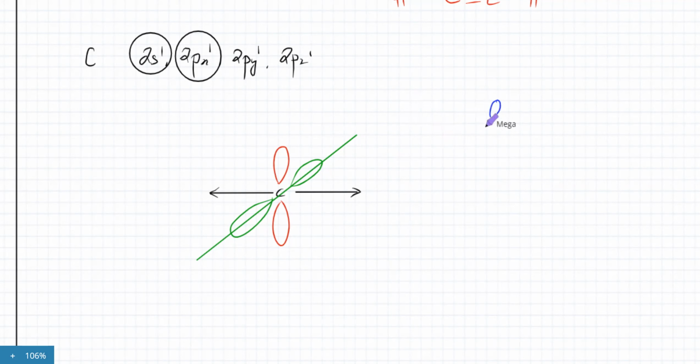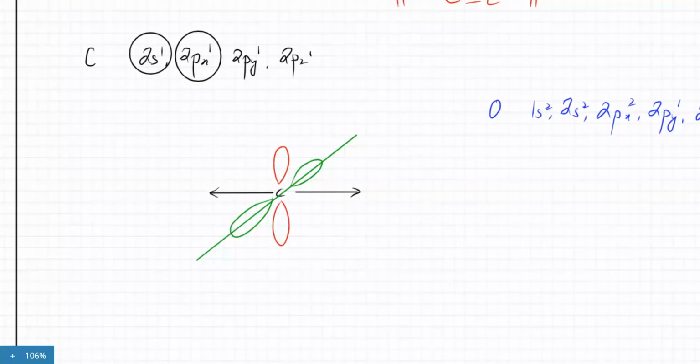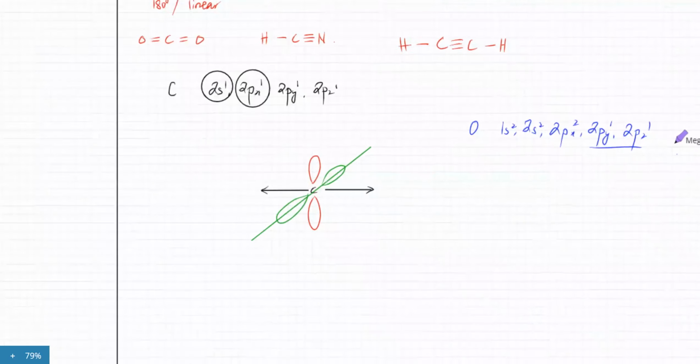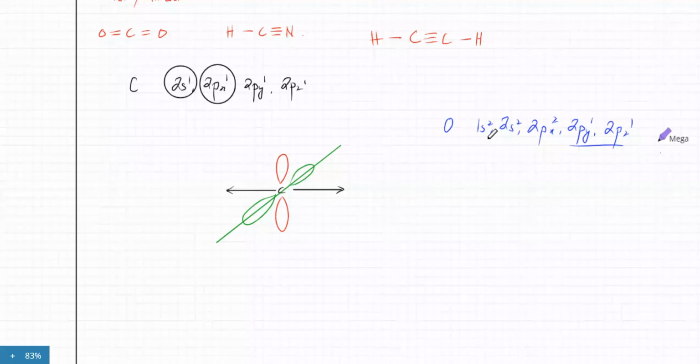so oxygen has 1s2, 2s2, and it's got 2p4, right? So it's 2px2, 2py1, and 2pz1, right? So that means oxygen has two unpaired orbitals, right? So I'm going to bring in oxygen now.